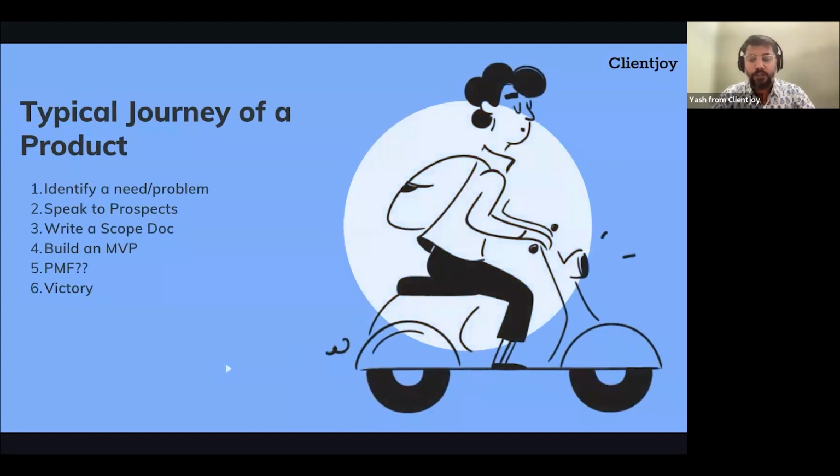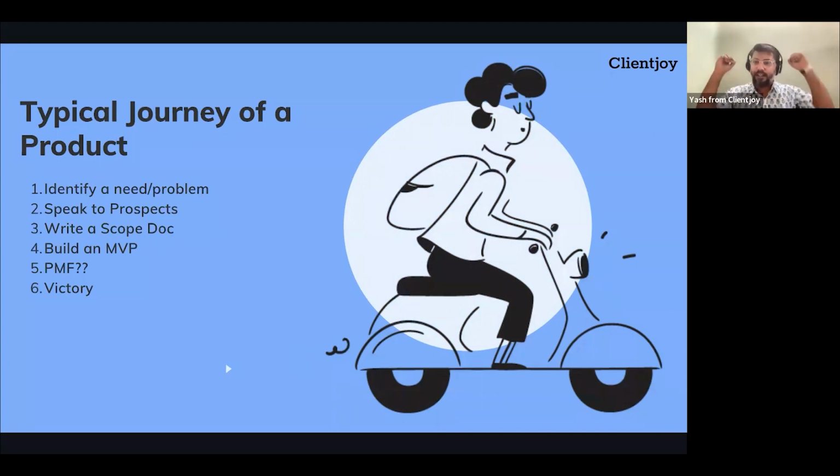So the typical journey. We saw some stages of a startup. The typical journey of any product that you're building is: you identify a need or a problem. You speak to prospects who you think are the prospects. You write a scope document of sorts. You have some amount of documentation. You create Miro boards or mood boards or whatever the case may be. Then you start building your MVP, and after the MVP comes PMF, which is what we are going to talk about.